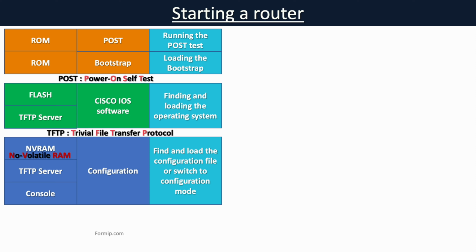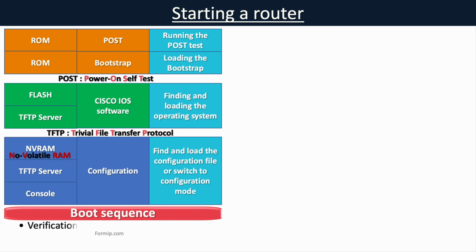To summarize, the boot sequence of a router: we have the hardware check, the Bootstrap code launch, the configuration register, the IOS loading, and the execution of the configuration.